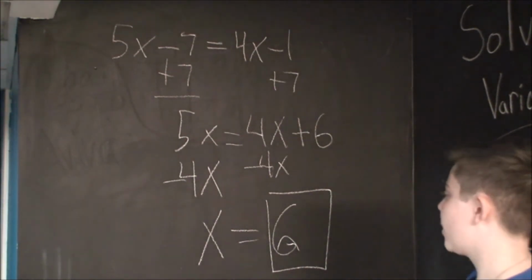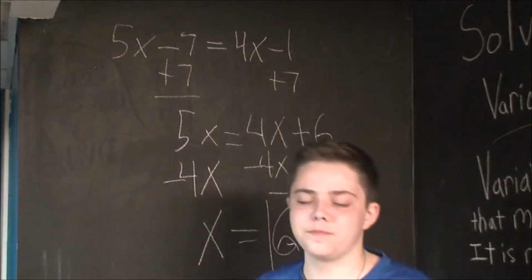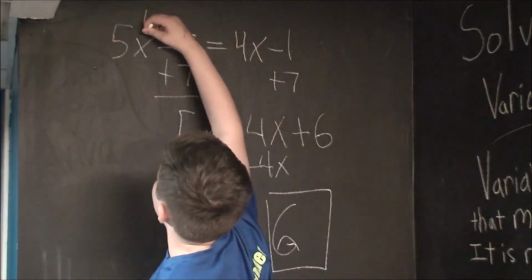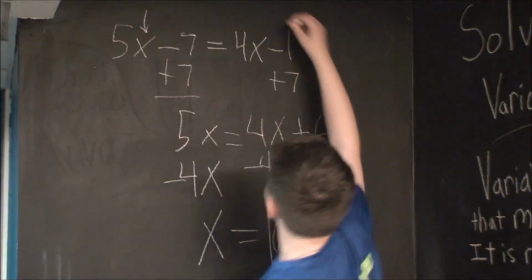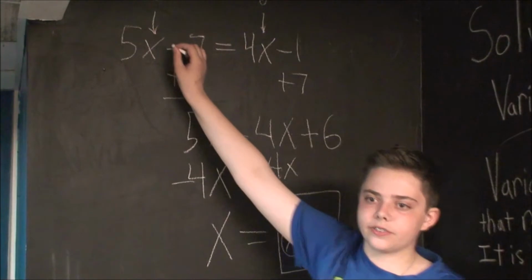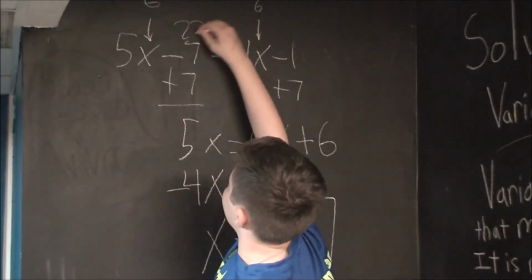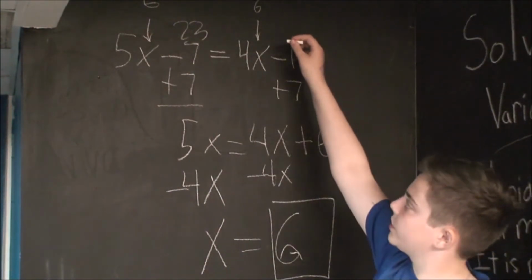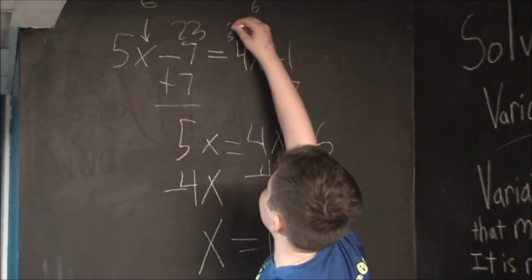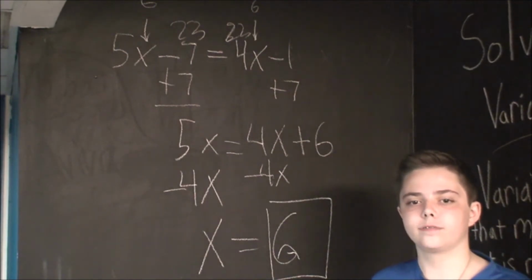Now that we know our answer, x equals 6, we can plug in 6 for all the x's to make sure that our answer is correct. So 5 times 6 and 4 times 6. So 5 times 6 equals 30, and 30 minus 7 equals 23. 4 times 6 equals 24. 24 minus 1 is 23. So 23 equals 23. Now we know that our answer is correct.